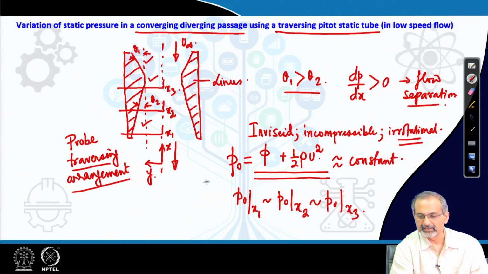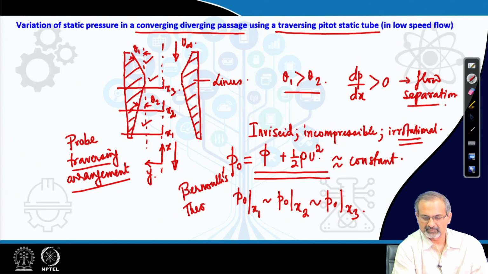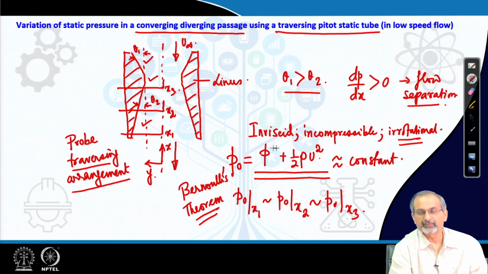So, which basically would show you that Bernoulli's theorem is approximately satisfied as long as you are moving through the central axis where the flow is by and large a potential flow.